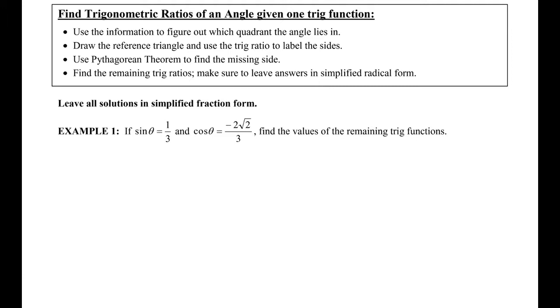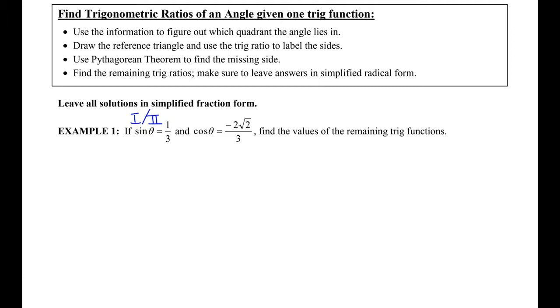So to start, I have the fact that sine of theta is equal to 1/3, which is a positive fraction. If I look at the diagram on the top of my page, sine is positive in quadrant 1, under all, and in quadrant 2, where sine and its reciprocal cosecant are positive. Sine is not positive in either quadrant 3 or quadrant 4.